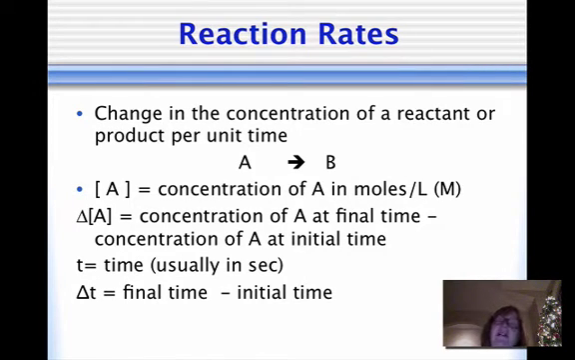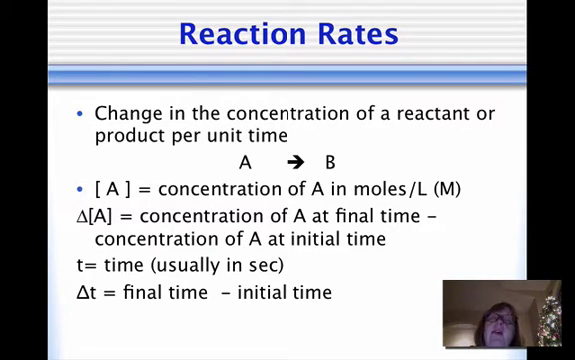This video is on reaction rates. Up to this point, we talked about factors that affect the rate of a reaction, but now we're actually going to look at the actual rate. So what is a rate? Well, it's the change in concentration of a reactant or a product per unit time.